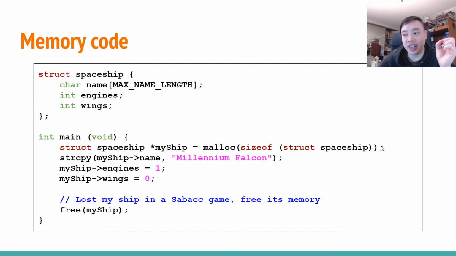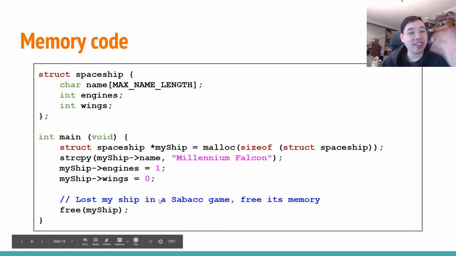This line here is going to look really familiar because basically every time we allocate memory, we're going to do it on a line of code nearly exactly the same as this. There'll be a type here, and it'll match the type here in the pointer. We'll store the result of malloc in a pointer. Then I can access it by saying, okay, let's copy the Millennium Falcon into the ship's name. It has one engine and no wings.